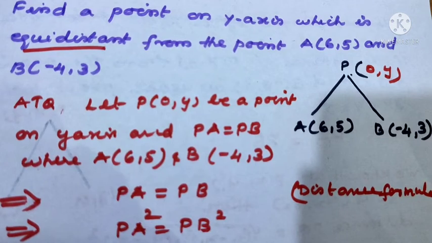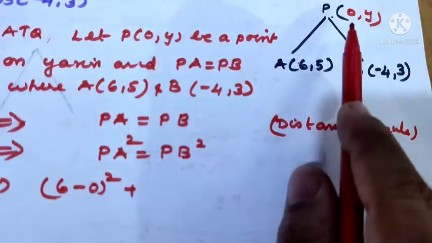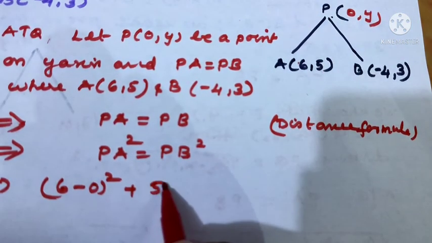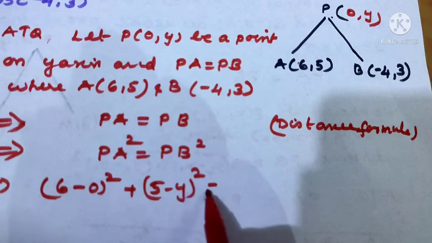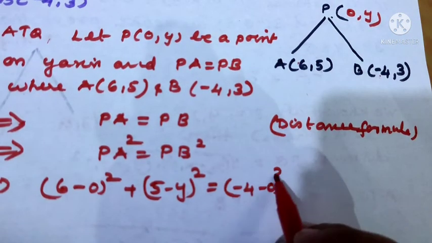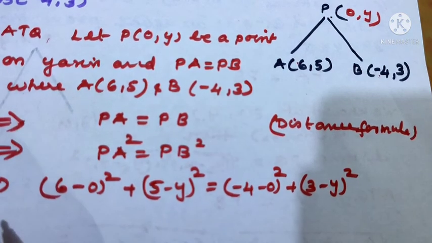Six minus 0 whole square plus, if you see the diagram, it will be easy for you. 6 minus 0 whole square. Now y coordinate, 5 minus y whole square equal to minus 4 minus 0 whole square plus 3 minus y whole square. Now everything is (a minus b) whole square only, so you can do easily.